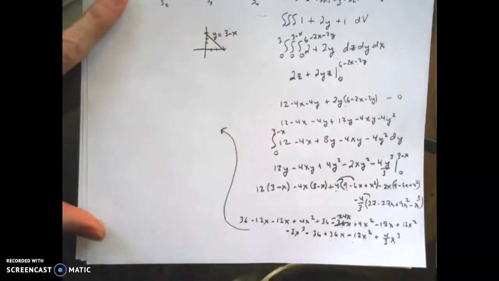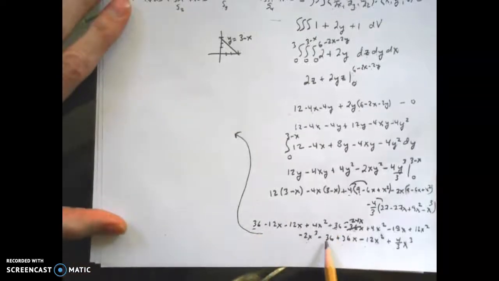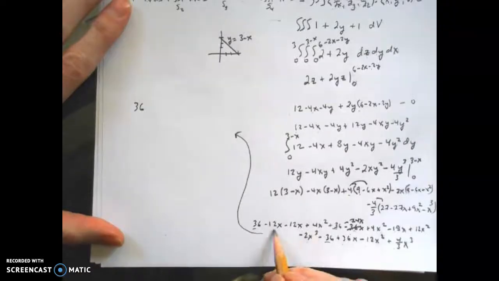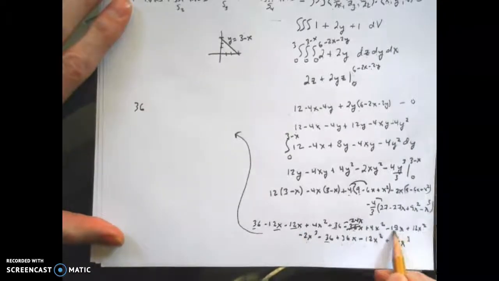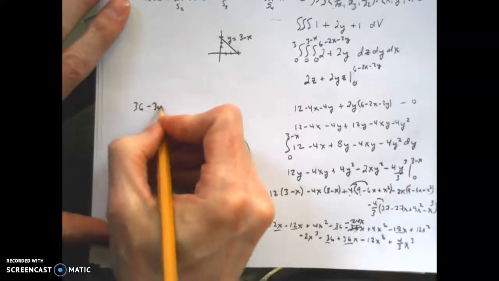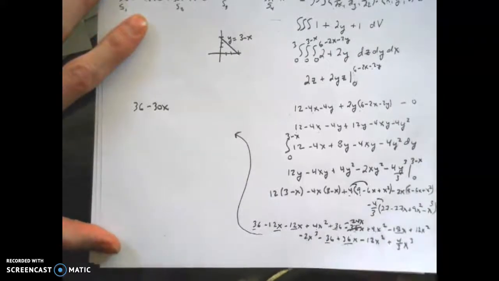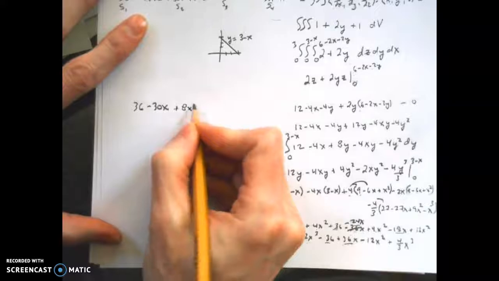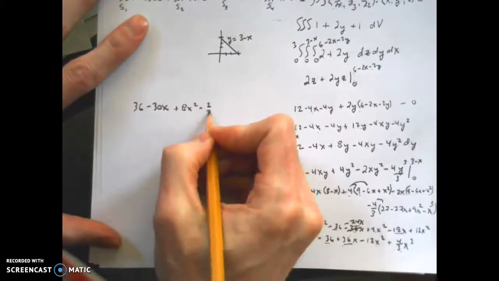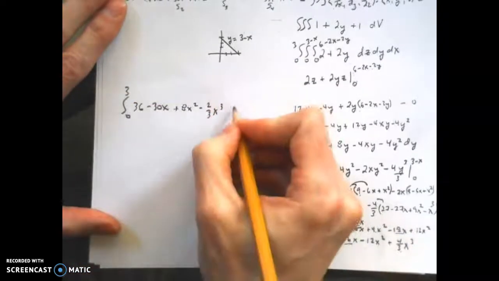Okay, so now I'm going to come over here and combine my like terms. The constants add up to the 36, 36, and 36, so we've got a 36. The x's add up to negative 12x, negative 12x, negative 24x, 18x, and 36x adds up to negative 30x. The x squared, 4x squared plus 4x squared plus 12x squared minus 12x squared is plus 8x squared. And then we've got negative 2x cubed plus 4/3 x cubed, which is negative 2/3 x cubed. Okay, we have to integrate this from 0 to 3 with respect to x.